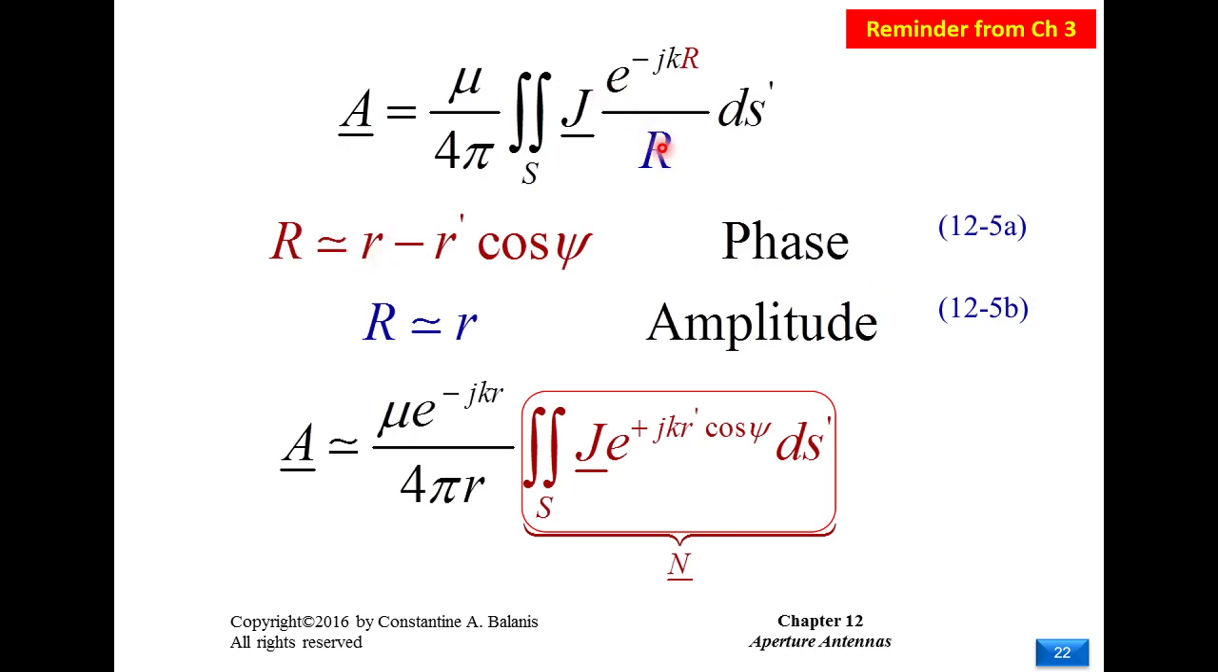For amplitude terms, we use r approximately equal to R. So we take R outside, so we have e to the minus jkr over 4 pi R, and then we have this integration. We can call this integration N, just for shorthand writing. We denote the integration of surface current over the source surface by N.